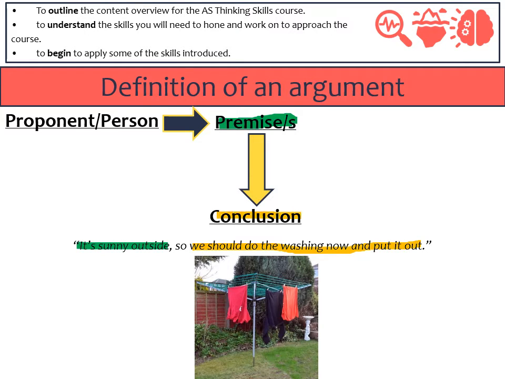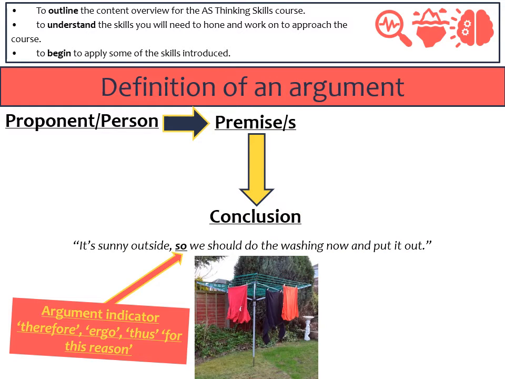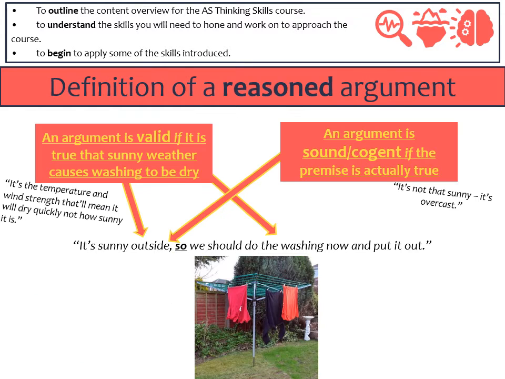Okay, nice and straightforward. Now, if we're creating an argument, what usually happens is that there's an argument indicator that separates the premise from the conclusion. That might be the word so, therefore, ergo, thus, for this reason, but it's essentially a link between a premise and a conclusion. And usually, if we're looking for an argument, and we'll talk about how we try and find an argument later, we're looking for one of these argument indicators.